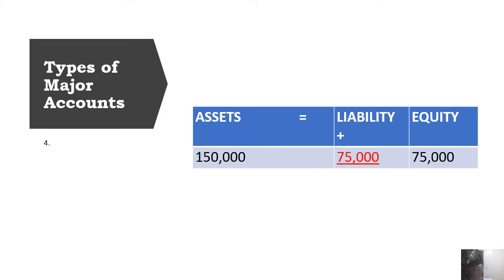Correct. The answer is 75,000. Because if you're going to add the liability and equity, it must be equal to 150,000 pesos. So the answer is 75,000 pesos.